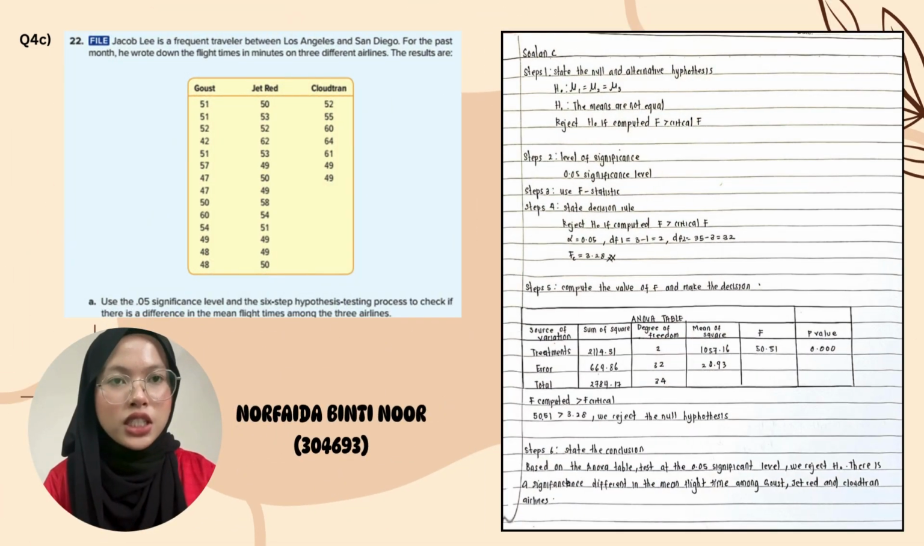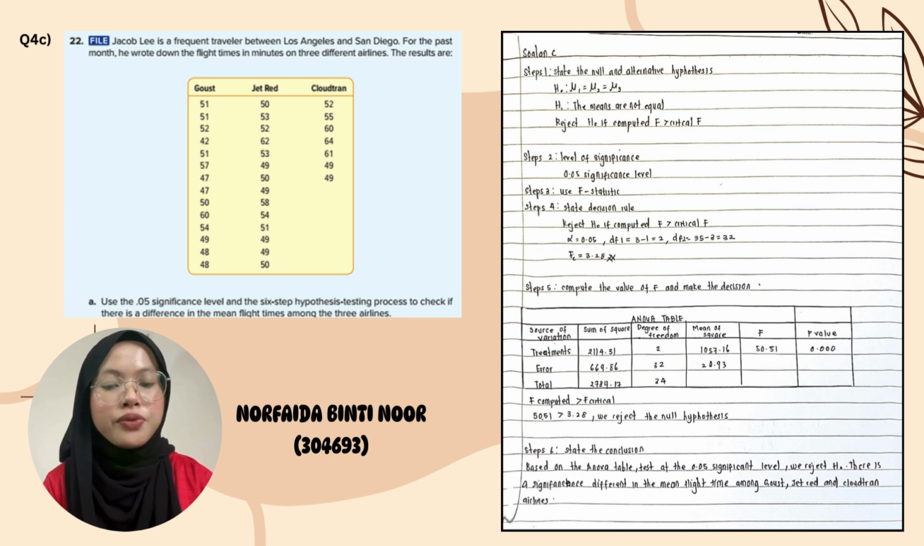For the last question, we're still in the ANOVA topic. We need to state the 6 hypothesis testing steps. For step 1, we state the null and the alternative hypothesis. Our null hypothesis is all the means are the same, while our alternative hypothesis is the means are not equal. We will reject the null hypothesis if computed F is higher than critical F. For step 2, the level of significance is 0.05. For step 3, we will use the F statistic.